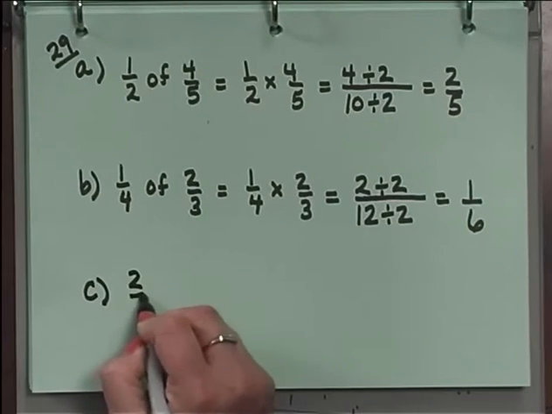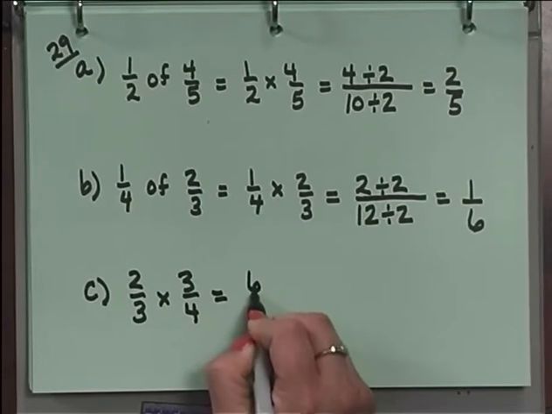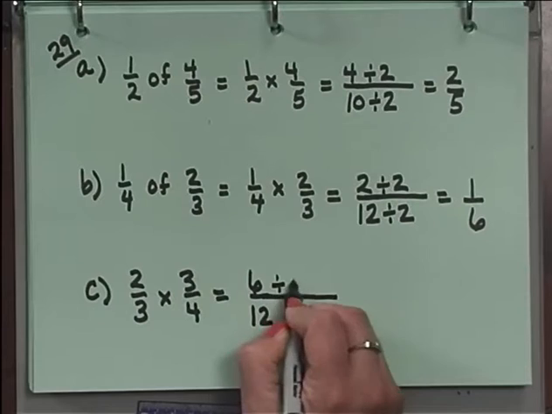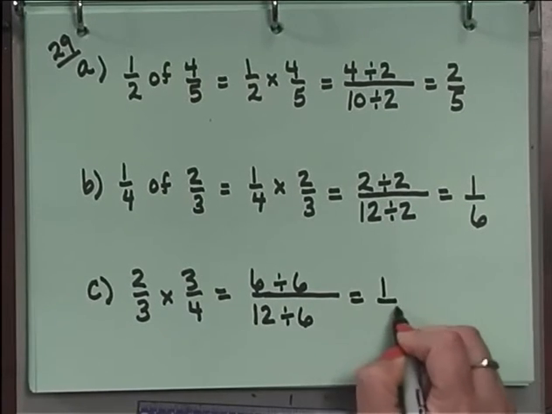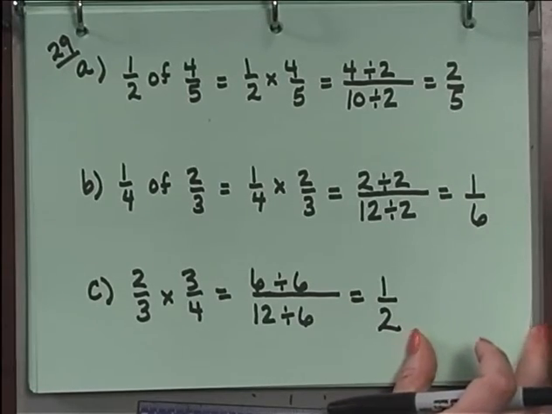Problem C. 2/3 times 3/4. 2 times 3 is 6. 3 times 4 is 12. The greatest common factor of 6 and 12 is 6. 6 divided by 6 is 1. 12 divided by 6 is 2. So this reduces to 1/2.